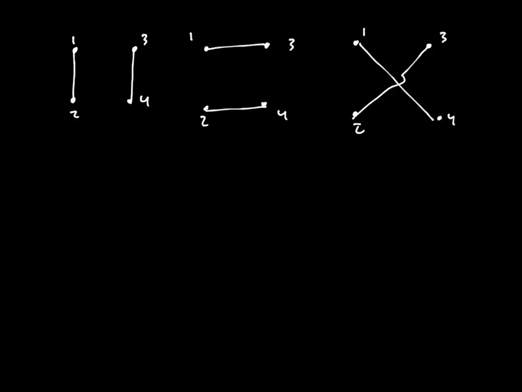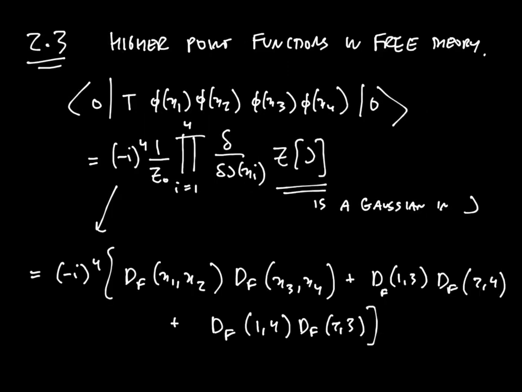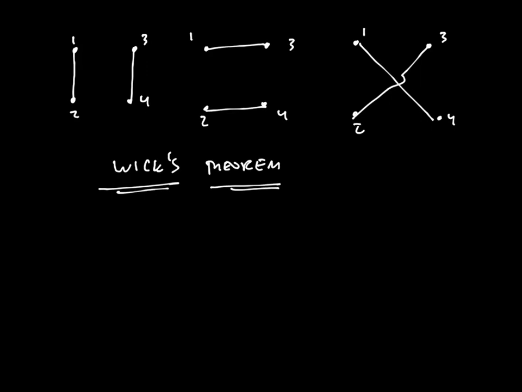This will work for any number of insertions. This fact is called Wick's theorem. Wick's theorem is just saying that if you have a Gaussian theory, then all the information is contained in the two-point functions. So that concludes lecture 1. From the next lecture, we're going to take it off and work on interacting theories.